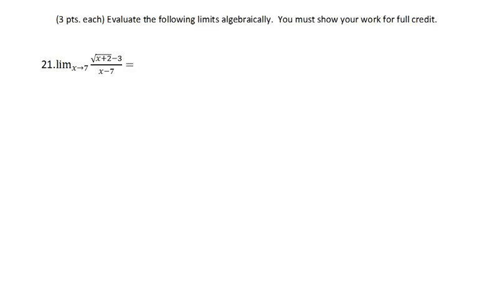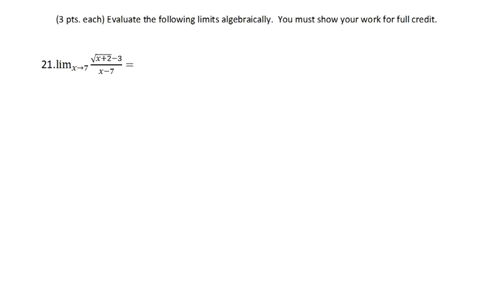In the last four problems, we have four algebraic limits that we need to work out. Limit as x approaches 7 of the square root of x plus 2 minus 3, over x minus 7. We could start by plugging in x equals 7, and we'd see in the numerator we'd get the square root of 9, which is 3, minus 3 is 0. In the denominator, 7 minus 7 is 0. So we can't just plug in directly.